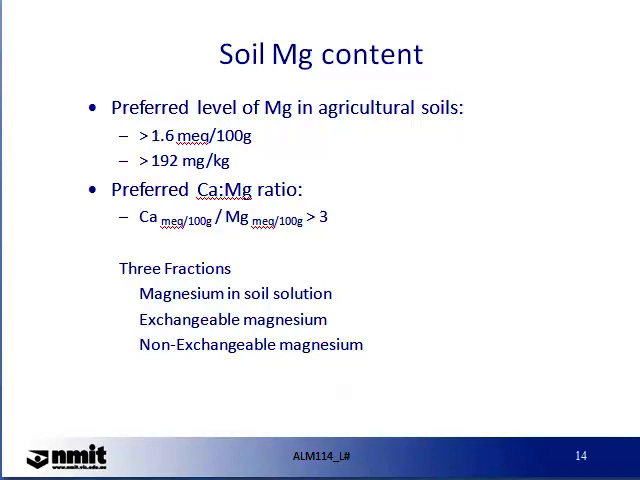And the third fraction is non-exchangeable magnesium. Here, magnesium consists of the primary minerals in the soil. The breakdown process of minerals in soils is very slow. Therefore, the magnesium in this fraction is not available to plants.